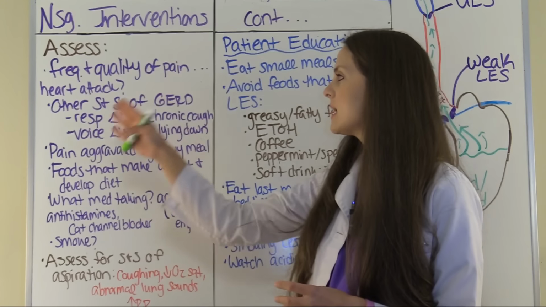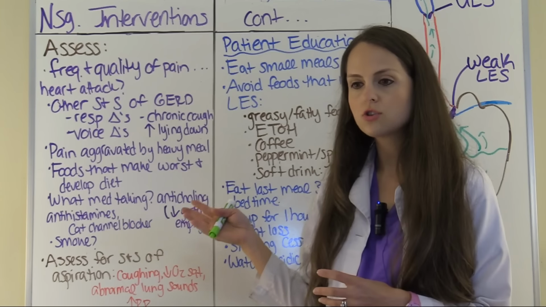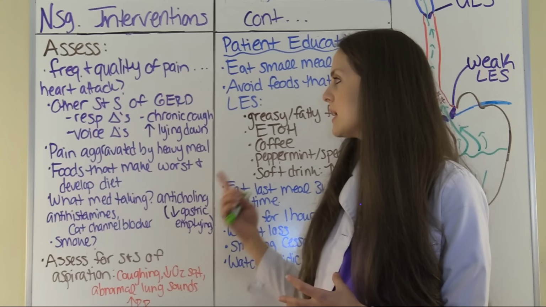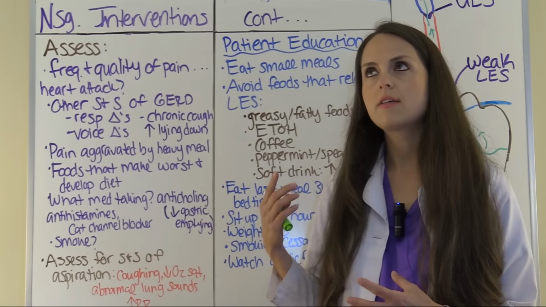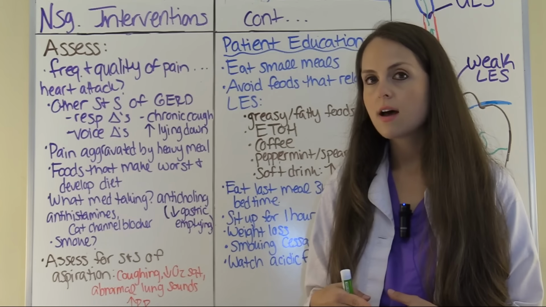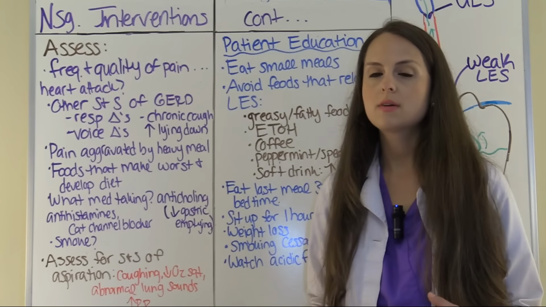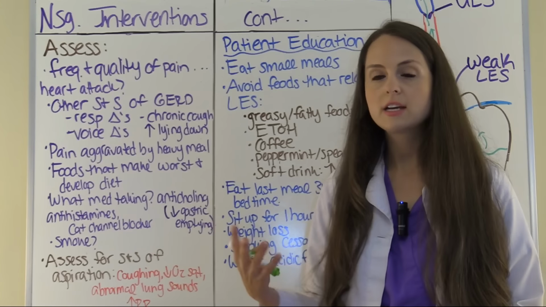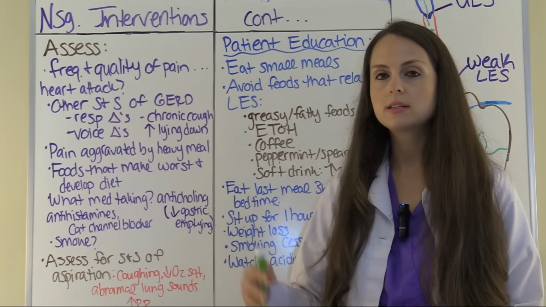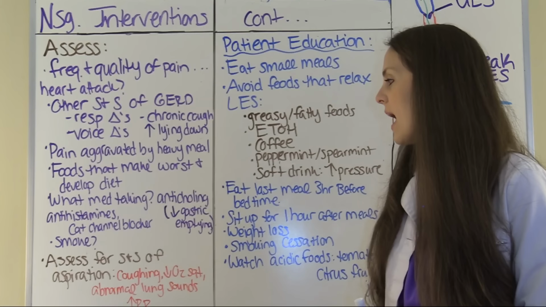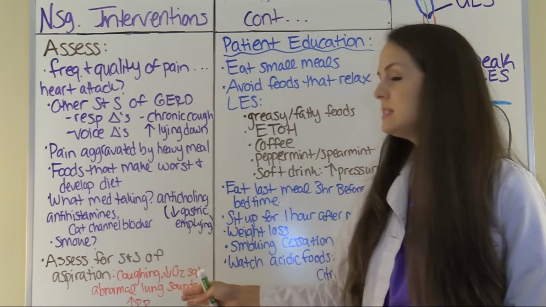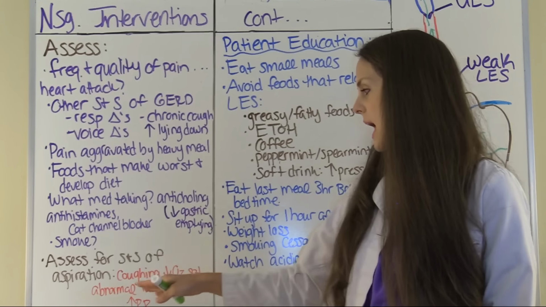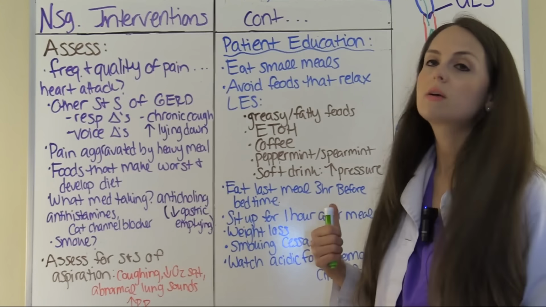Another thing is you want to assess them for other signs and symptoms that aren't the most obvious to GERD, like that heartburn and indigestion. You want to look at the respiratory system. Are they having chronic bouts of pneumonia, or is their asthma really flaring up, or are they aspirating a lot, where the regurgitation's happening, that food's coming up and it's going into the lungs? Some signs and symptoms of aspiration are coughing, decreased oxygen saturation. If their sats were good, then all of a sudden they're down. Abnormal lung sounds and increased respiratory rate.